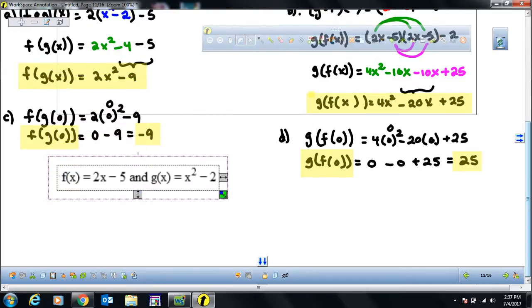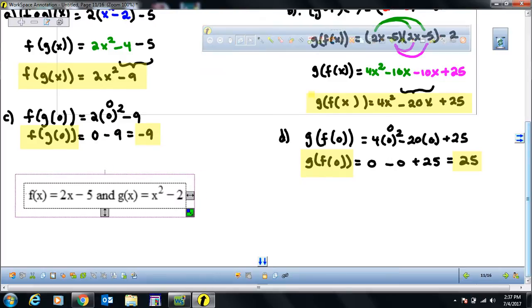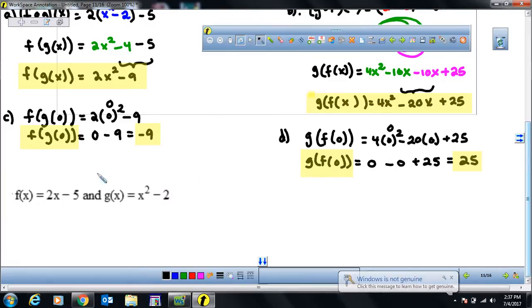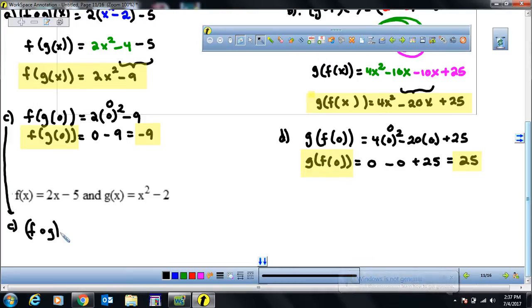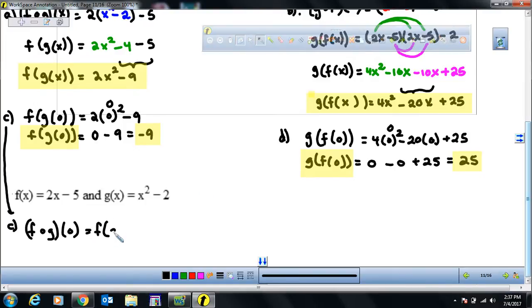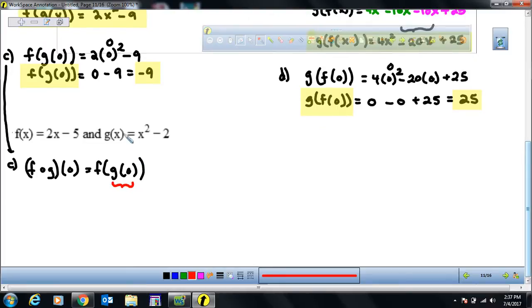So for letters C and D, you also have this choice. These are my functions f and g, correct? The question for letter C says find f of g of 0, and I'm going to do this one in a different way. F of g of 0 means this. The first thing you need to do is find the value of g of 0, meaning I need to find the value of y when x is equal to 0 using the function g. This is the first thing that we're going to do.